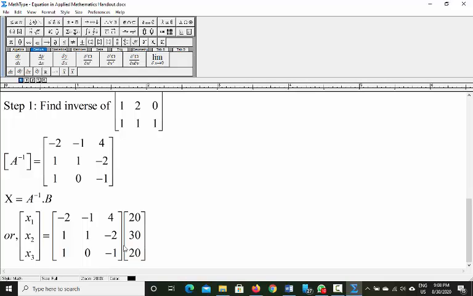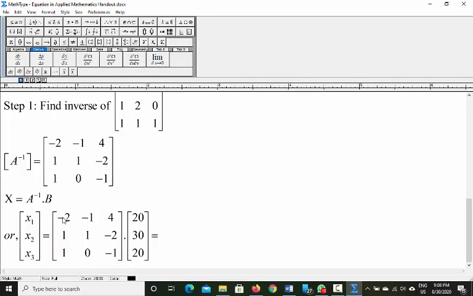So we need to multiply these to find out the values of these variables. That means to find out this column vector, that is the values of these variables, we will multiply this matrix with this column vector. So let us multiply.